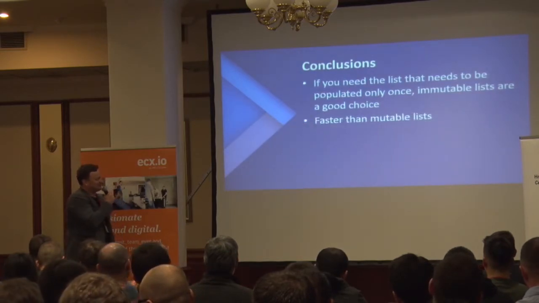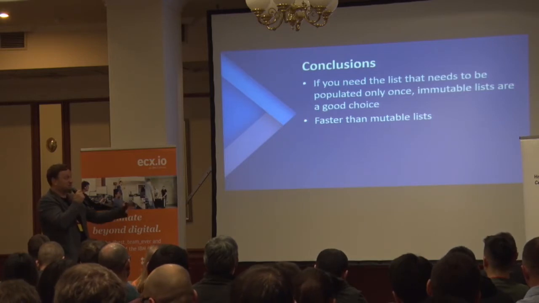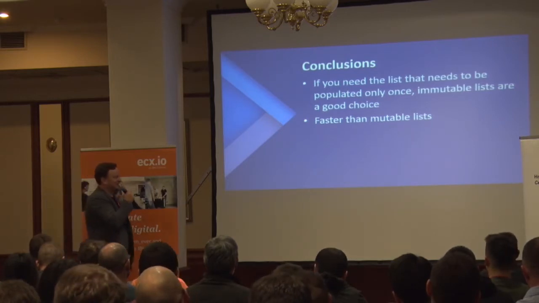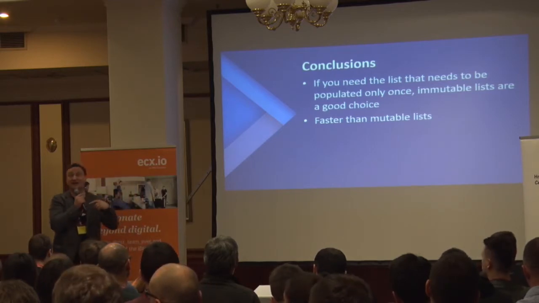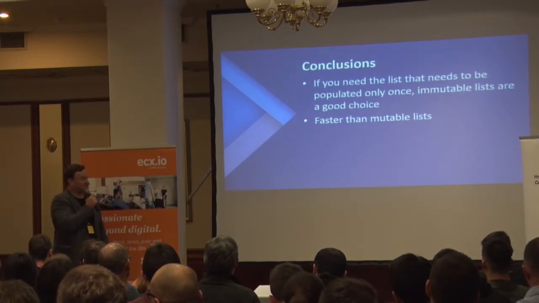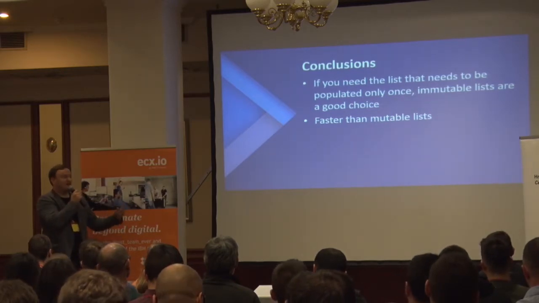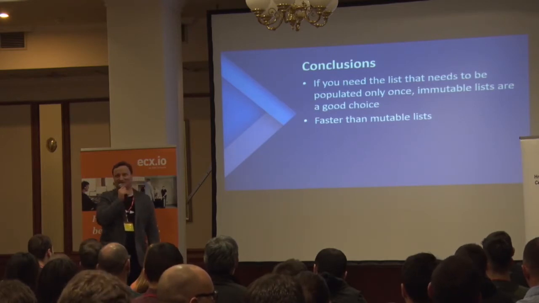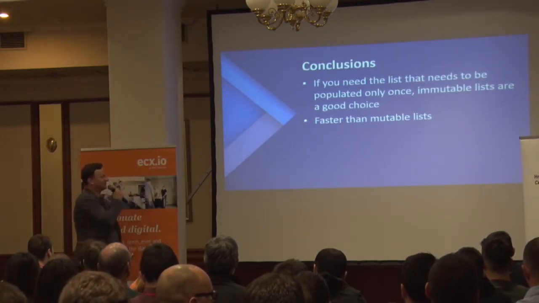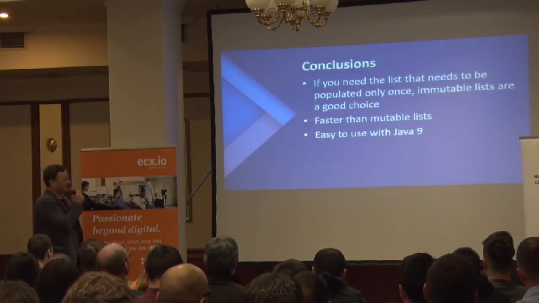So, faster than mutable lists. In those two situations in which I ran the micro-benchmark measurement, I got those results. Maybe with Java 10 and the new garbage collector we'll have different results. Let's see. We have to wait six months to get Java 10 and the new garbage collector to see the results.